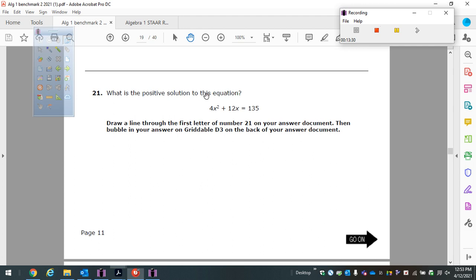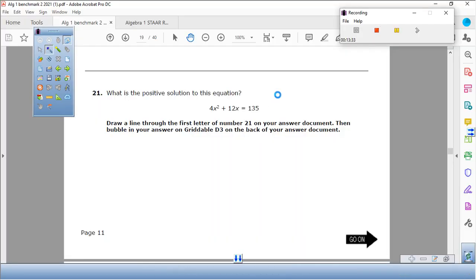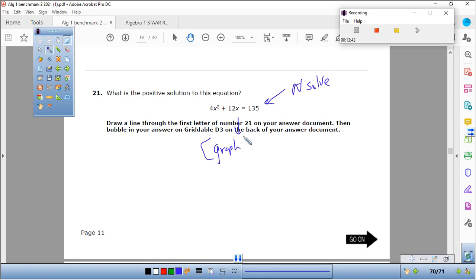What is a positive solution? Okay, so that one you cannot graph like that. Actually, you can do several things in this one. You can go ahead and solve, or you can graph it. Pay attention to the graphing, guys. It has to be equal to 0. So you can't do it like that. So you have to get 4x squared plus 12x equals 135.